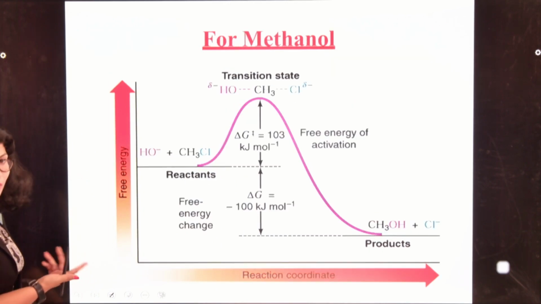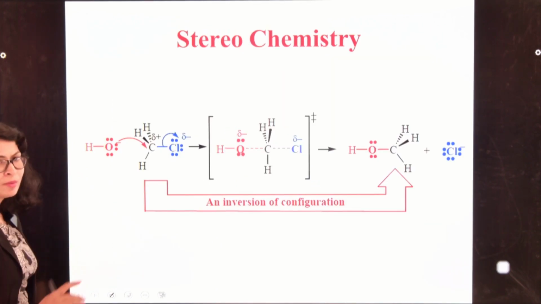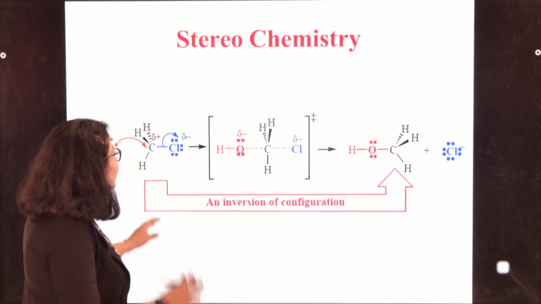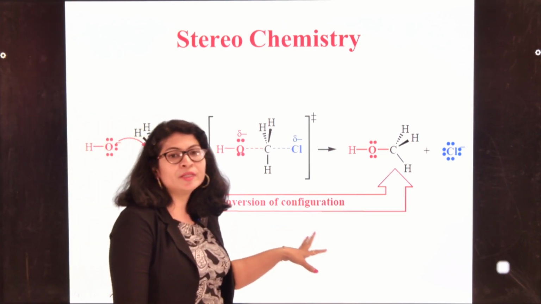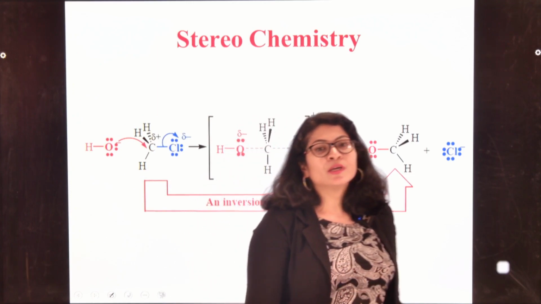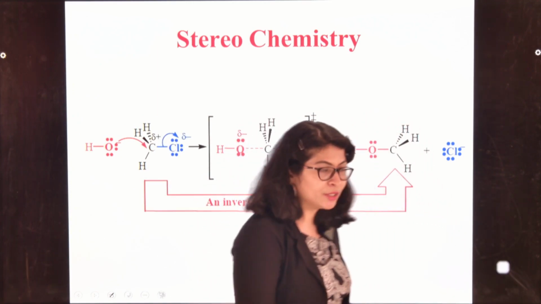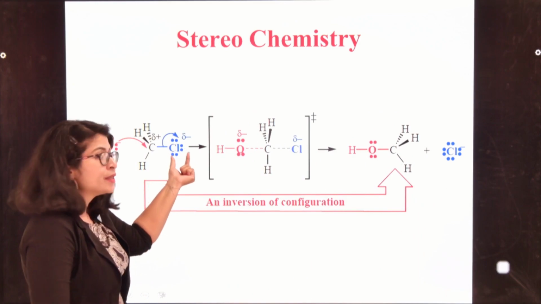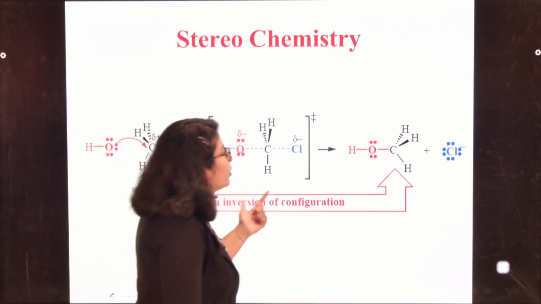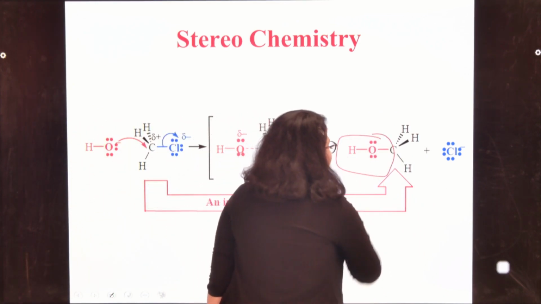This is the one for methanol. This is a specific one. You don't have to remember the value. Now if I see the stereochemistry, which basically means the three-dimensional arrangement, here there is inversion of configuration. Okay, initially the chlorine was present on this side, but in the final product there is inversion of configuration.